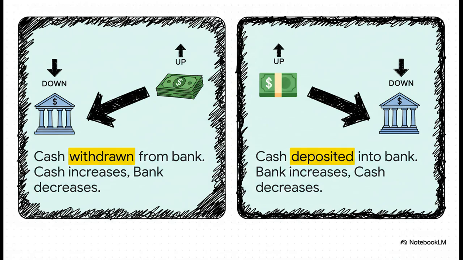So let's look at the two classic examples. Let's say you pull cash out of the bank. Well, your cash on hand goes up, but your bank balance goes down. And if you deposit cash into the bank, the exact opposite happens. See? They're perfect mirror images of each other. It's a zero-sum game within the business.